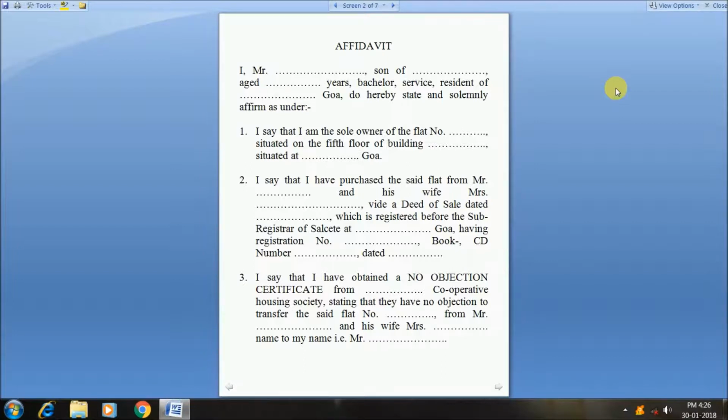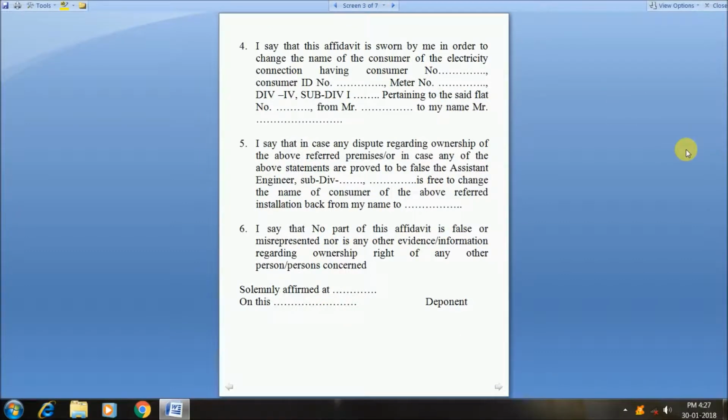Now this affidavit has been sworn by the person for the purpose of transferring, I believe, the electricity connection in his name in respect of a flat that was purchased by virtue of a deed of sale from its previous owners. So this affidavit is to be sworn and produced before the electricity department for availing the transfer of the electricity connection.